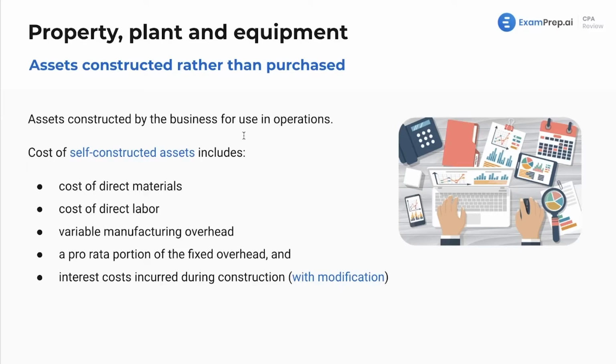Assets constructed by the business for use in its operations. Cost of self-constructed assets include costs of materials, labor, and overhead, pro rata portion of fixed overhead, interest costs during construction. We see this over and over, right? We're seeing a lot of the same points here, and that's good. It'll really drill it down and make sure you know it.